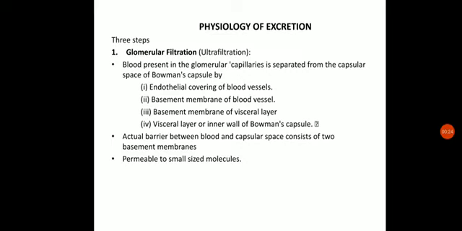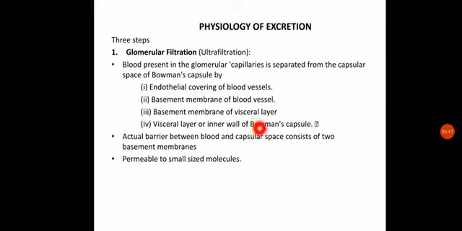Now, see, there are different types of excretion occurring apart from the kidney as well. The excretion which takes place from the kidney is called nephric excretion. It involves the formation of urine. It occurs mainly in three steps: glomerular filtration, tubular reabsorption and tubular secretion.